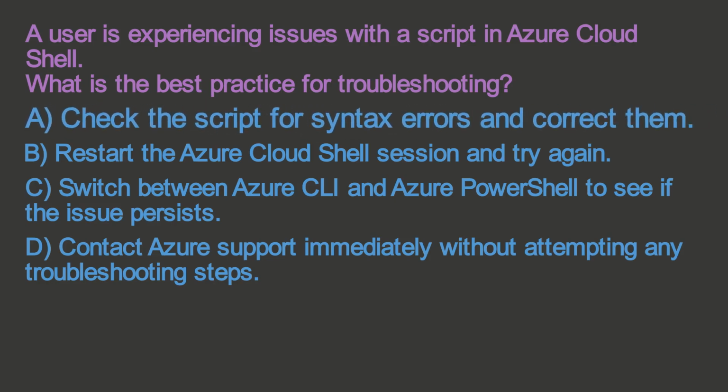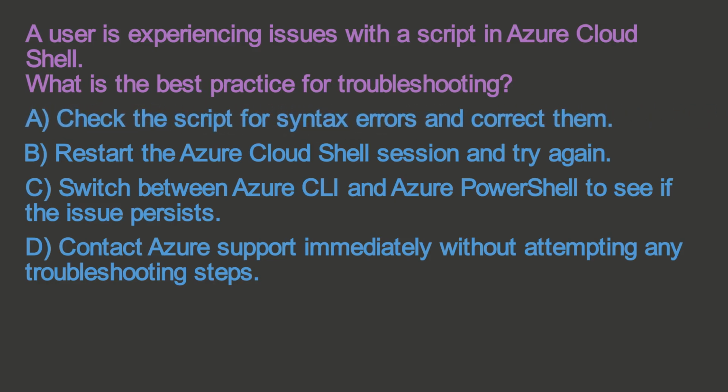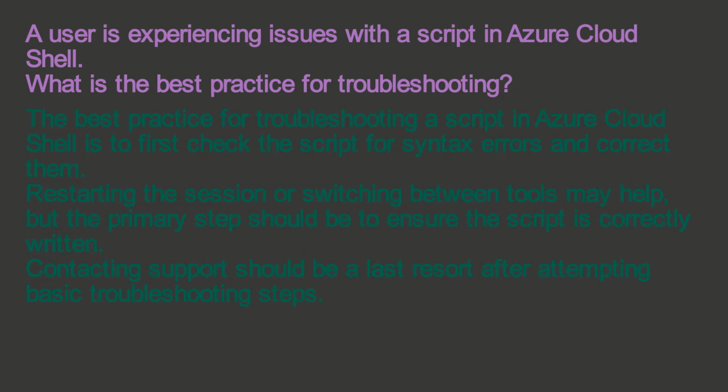The correct answer is A. Check the script for syntax errors and correct them. The best practice for troubleshooting a script in Azure Cloud Shell is to first check the script for syntax errors and correct them. Restarting the session or switching between tools may help, but the primary step should be to ensure the script is correctly written. Contacting support should be a last resort after attempting basic troubleshooting steps.